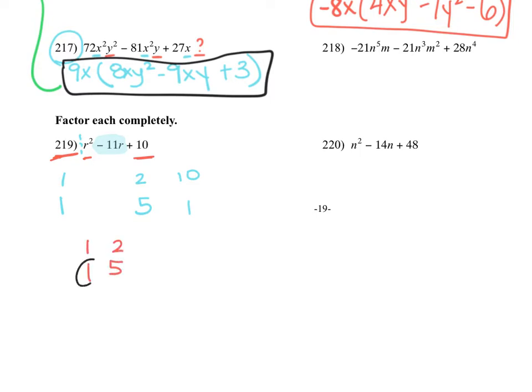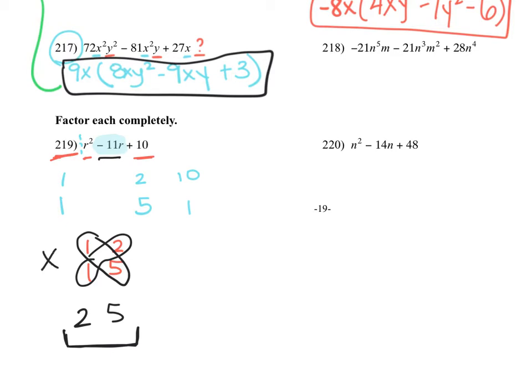And I'm going to cross multiply. 1 times 2 is 2. 1 times 5 is 5. And my question is, will the combination of these two, when I add them or subtract them, give me negative 11? And the answer is no.